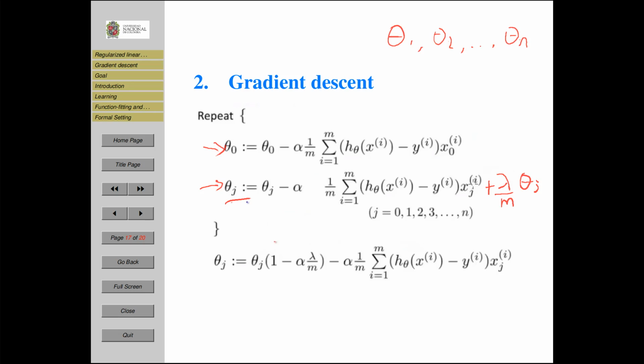These terms correspond to the partial derivative with respect to theta j of J of theta, using the new definition of J of theta with the regularization term. This term at the bottom is also the partial derivative with respect to theta 0 of J of theta. So this one.